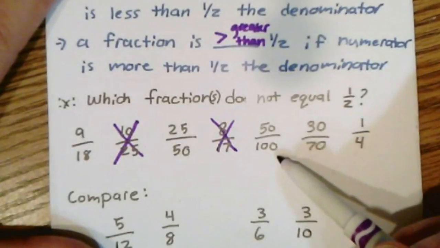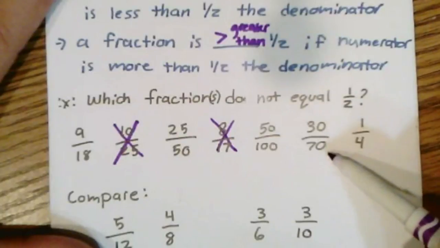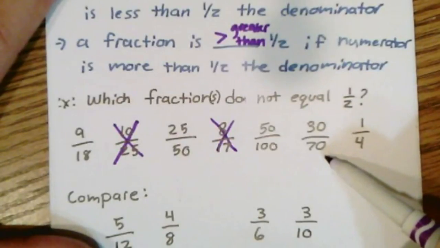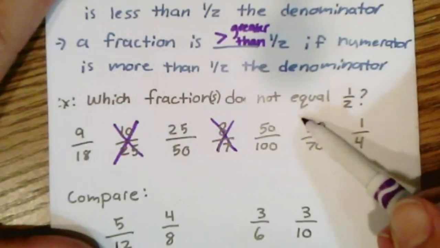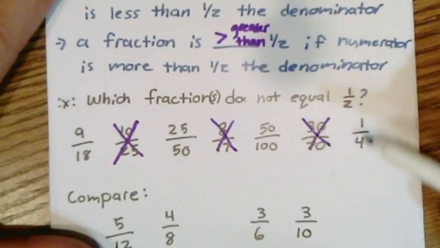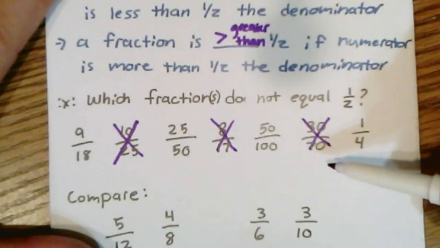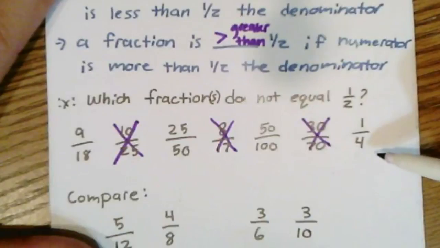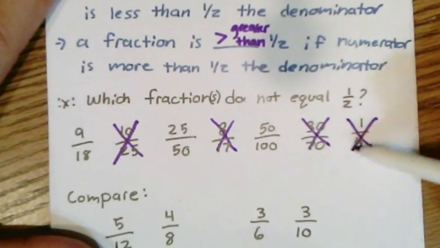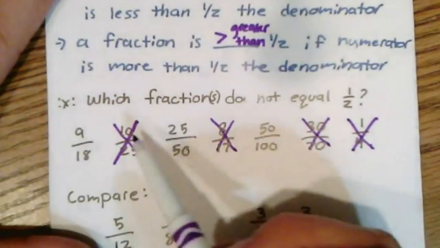50/100? Good. 30/70? No. 30 would be half of 60. Or 35 would be half of 70. What about 1/4? No.